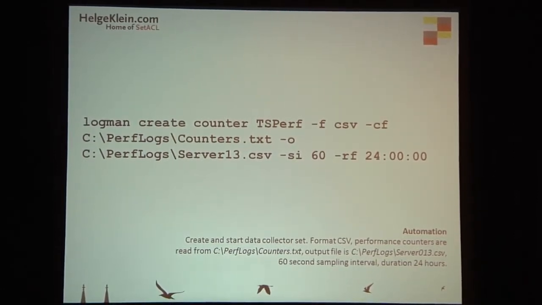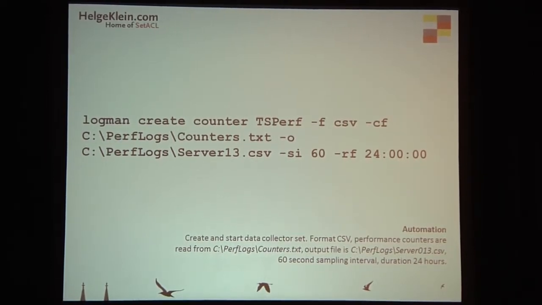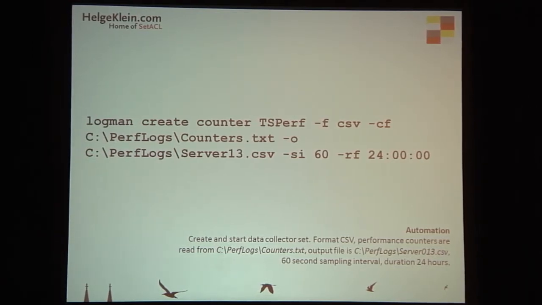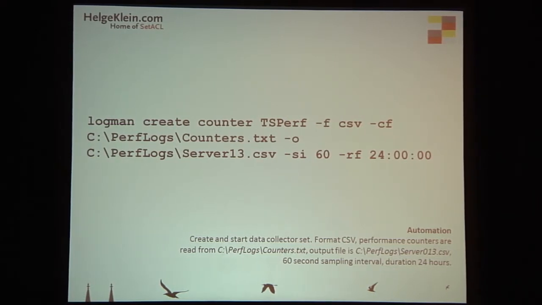Now, I tell Logman to please log in CSV format, comma-separated values. I could have chosen a binary file too. Those are the possibilities I have here. I specify the file where the data should be written to: C perf logs counters.txt.